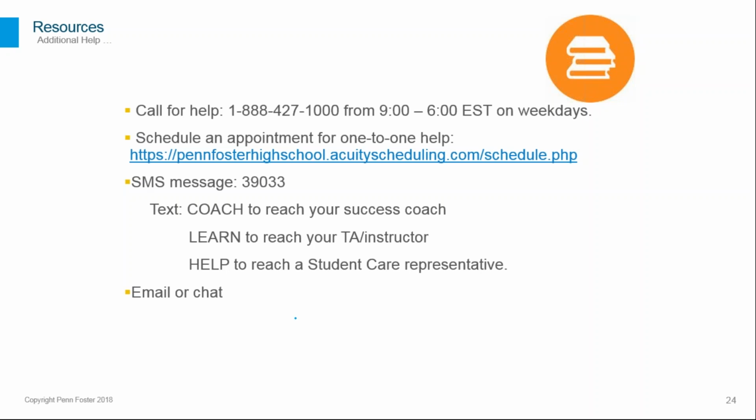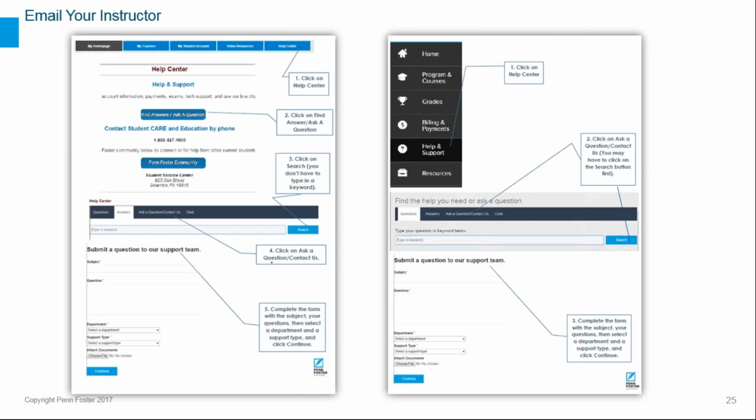Lots of you do not know where to go to email the school, and that's why I brought that screenshot. Some of you will have this kind of screen. To email the school, you want to click on Help Center, and then click on Find Answers, Ask a Question, and then click on the search button with no typing of any keywords, and then click on Ask a Question, and then type in your question in that form.